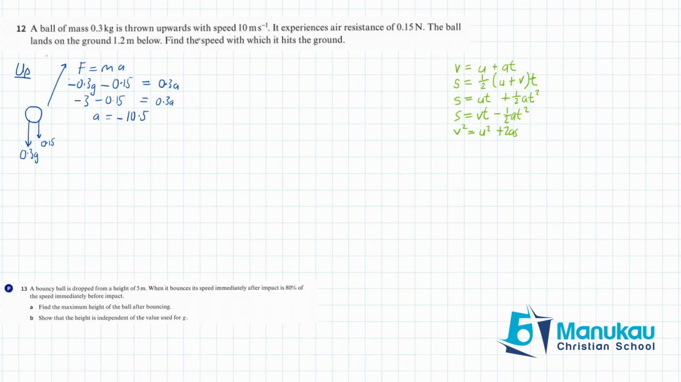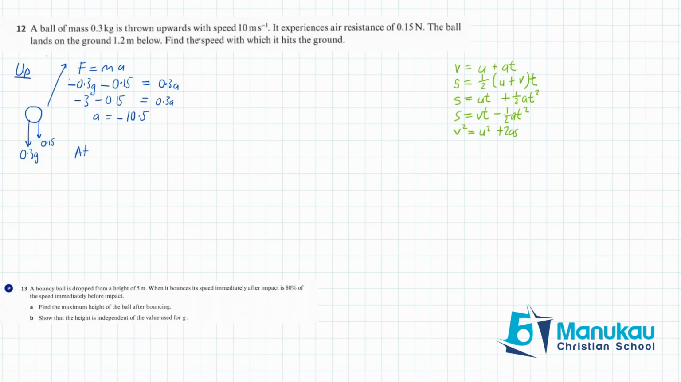Now, I want to find when it reaches its topmost point. The reason I want to do that is then I can find out how far it's got to travel before it hits the ground. So the distance that it will travel will determine the speed with which it hits the ground, of course.